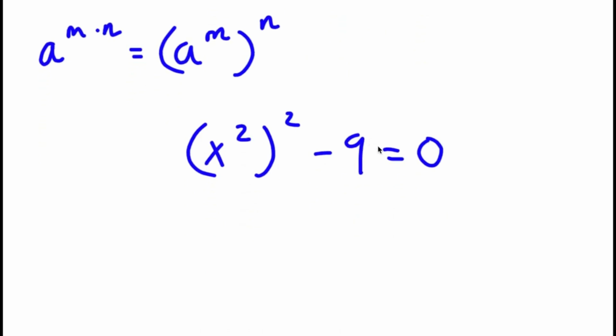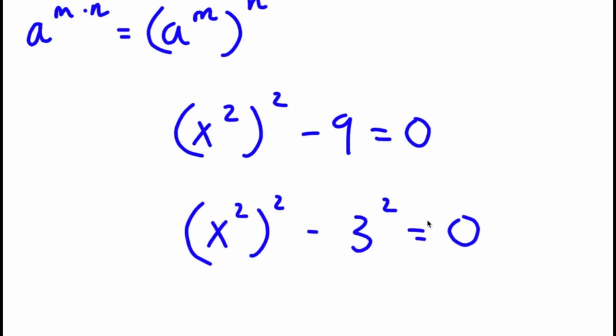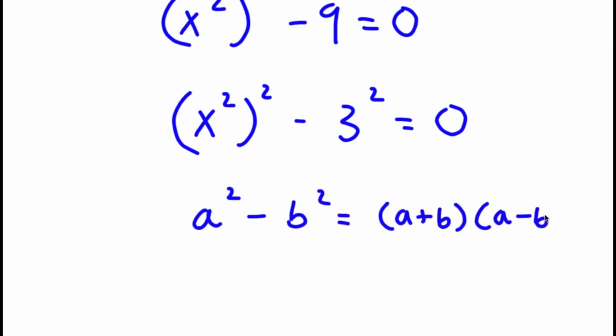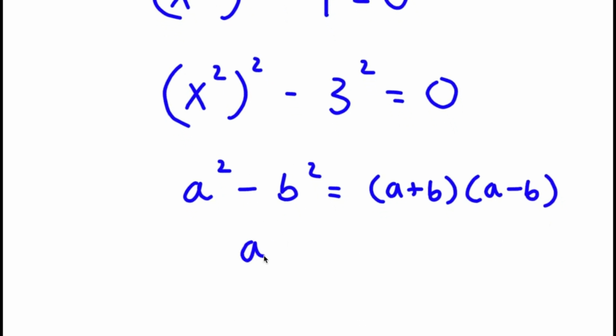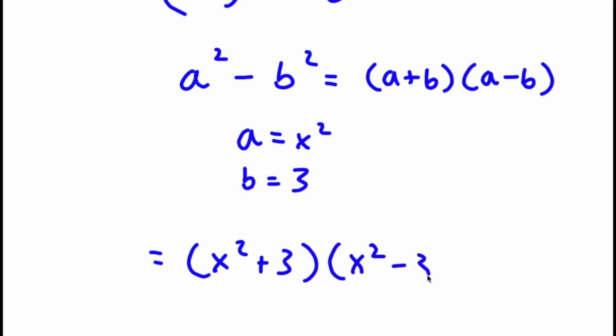Now 9 is the same thing as 3 to the power of 2. So now I have x to the power of 2 to the power of 2 minus 3 to the power of 2 is equal to 0. Now if I have something in the form a squared minus b squared, this is equal to a plus b times a minus b. In this case, a is equal to x to the power of 2 and b is equal to 3. So now I have x to the power of 2 plus 3 times x to the power of 2 minus 3. And this is equal to 0.